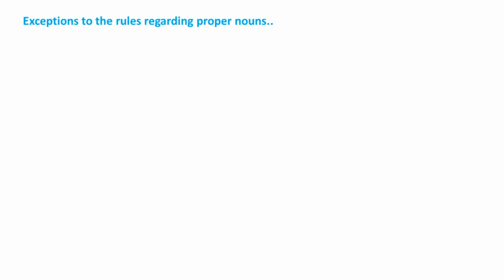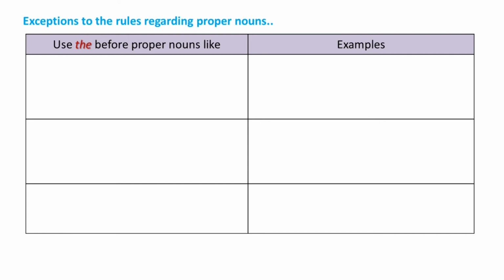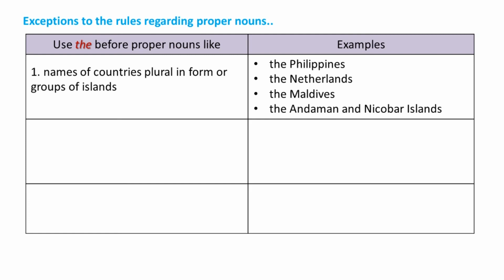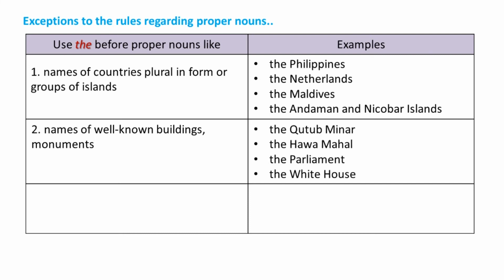Here are the exceptions to the rules regarding proper nouns. Use the before proper nouns like names of countries, plural in form, or groups of islands. Here are some examples. The Philippines, the Netherlands, the Maldives, the Andaman Nicobar Islands. Another rule is use the before proper nouns like names of well-known buildings or monuments. For example, the Qutub Minar, the Hawa Mahal, the Parliament, the White House.